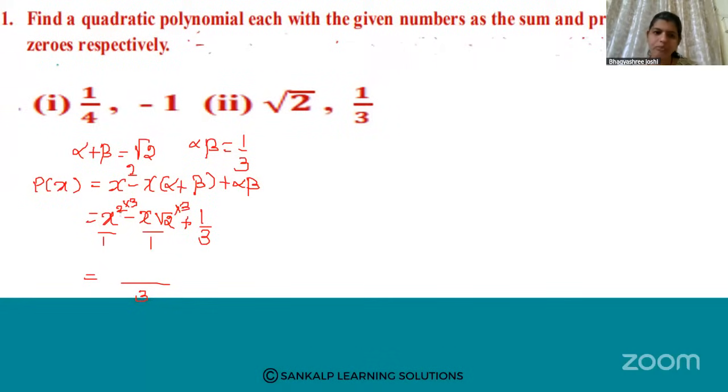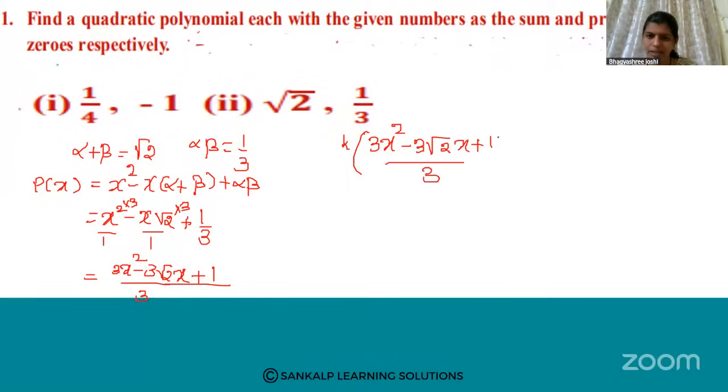Here also 3. 3 into x square, 3x square minus 3 into root 2 x plus 1. So now again what I will do? I will multiply one constant term to the expression. K into 3x square minus 3 root 2x plus 1 divided by 3. Now take k is equal to 3. Why? In order to cancel the denominator.